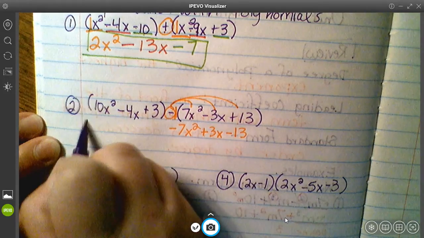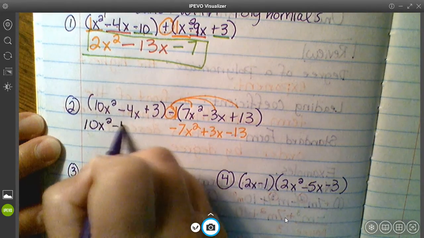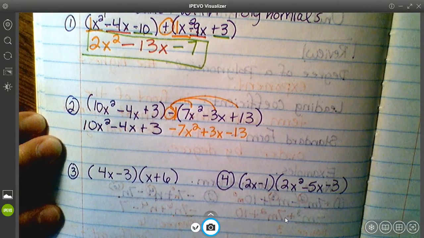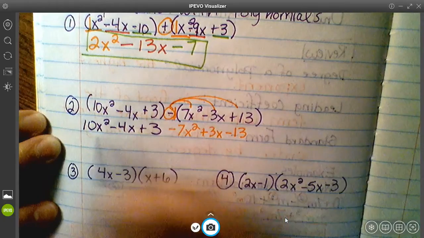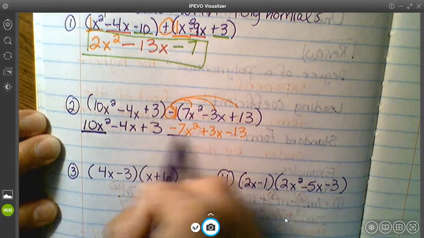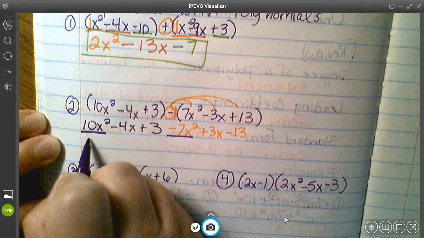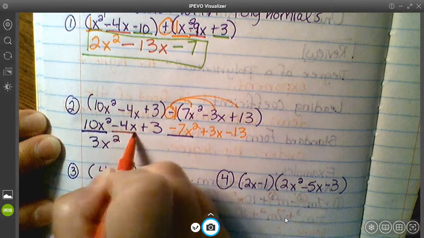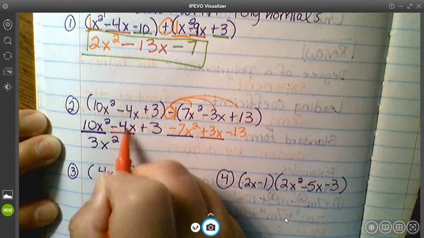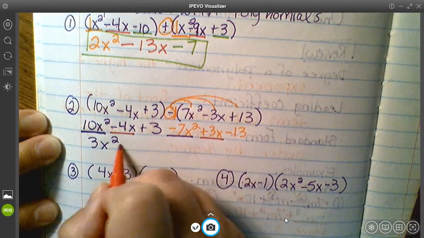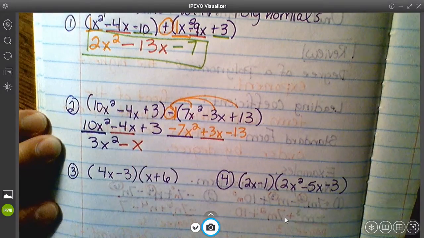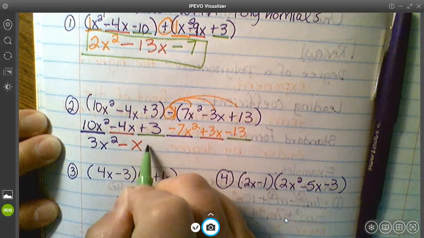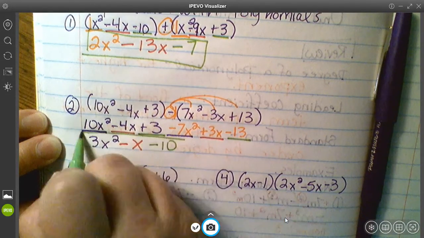So I haven't done anything to this right here because there's nothing to do. But now I can combine like terms. So I have 10x squared minus a 7x squared is 3x squared. I have an x term and an x term, so that's negative 4x plus 3x, so that's a negative 1x. And then I have a positive 3 minus 13, so that's a negative 10.